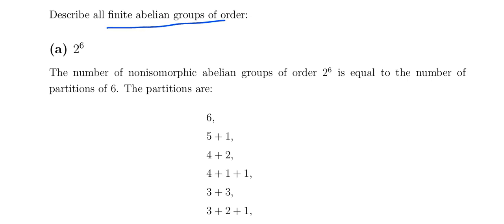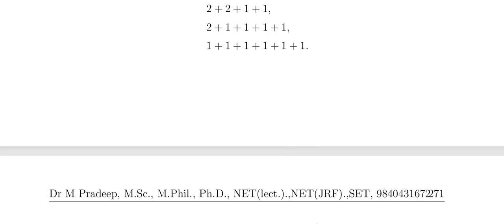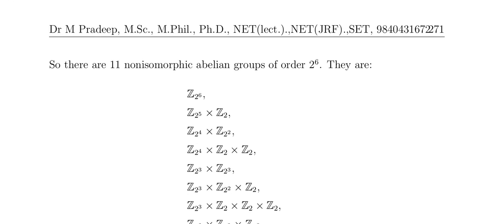So this is one of the examples: all finite abelian groups of order 2 power 6. First of all, the number of non-isomorphic abelian groups of order 2 power 6 is equal to the number of partitions of 6, correct? The number of partitions of 6 is like this. So what is the conclusion? There are 11 non-isomorphic abelian groups of order 2 power 6.